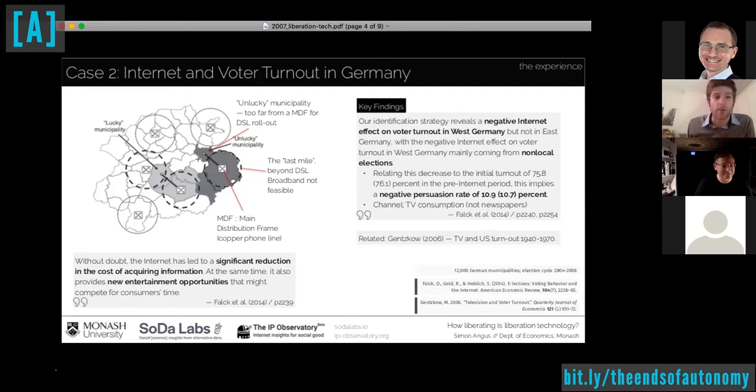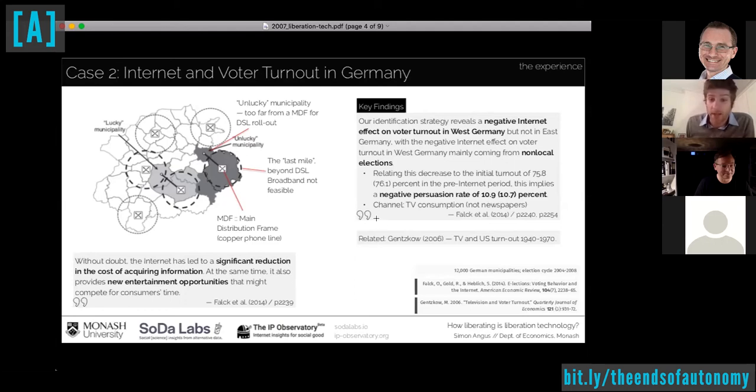And they looked for any municipalities which were, in their language, unlucky, which is basically economists' speak for trying to find a treatment versus a control group, who would be outside of these and therefore less likely to get access to DSL. This is a fate of geography, if you like, and to some extent the previous rollout of the previous technology. And they exploited this fact to look at the impact of having the internet or not on the likelihood to vote.